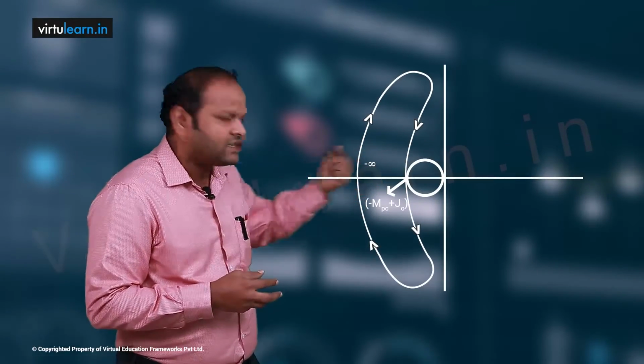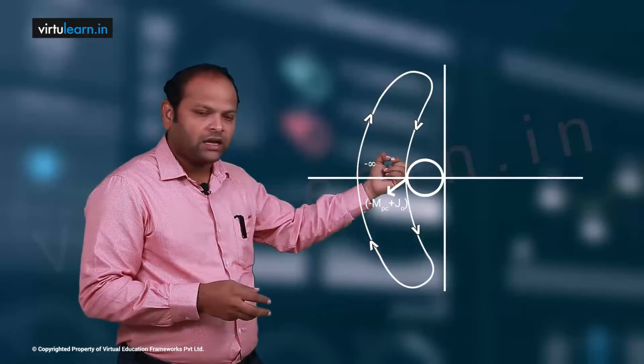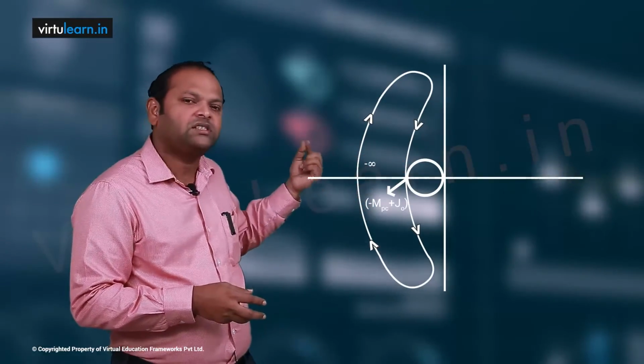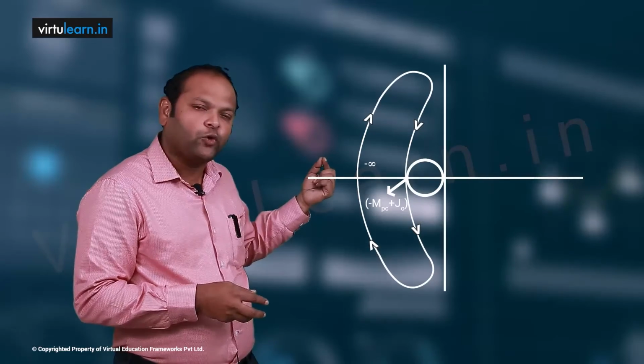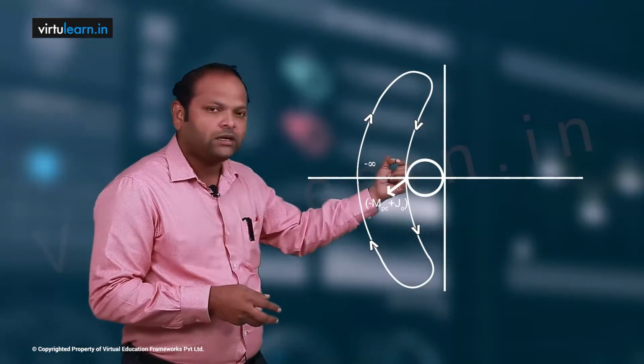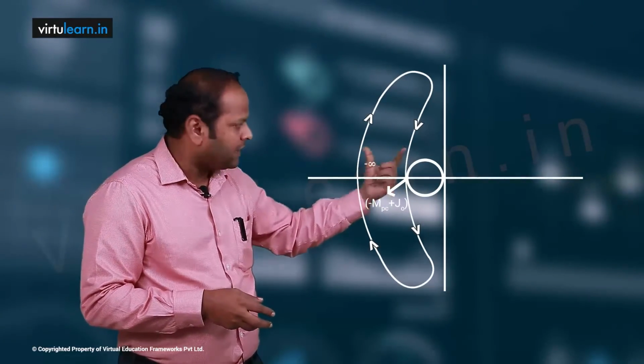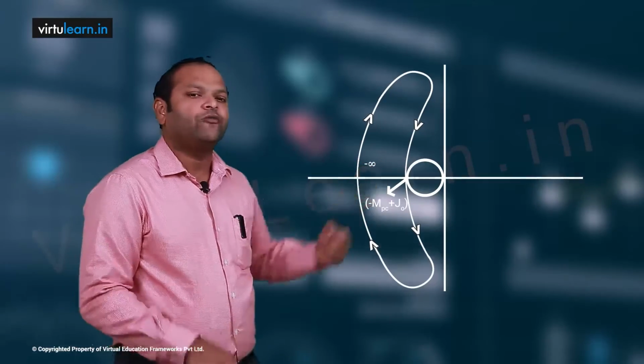And there are 2 intersections on the negative real axis. One intersection is here, the other intersection is this point. This is infinity because the path 4 radius is infinity. So we need to find the intersecting point, the corresponding magnitude, and the corresponding frequency.